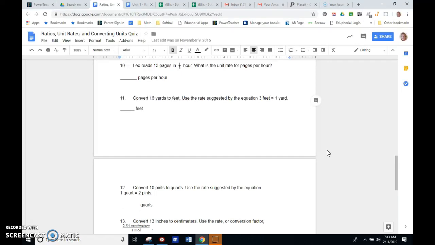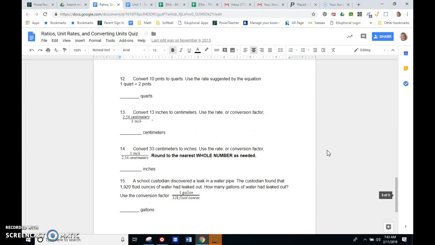Number 11. Convert 16 yards to feet. Use the rate suggested by the equation 3 feet equals 1 yard. Number 12. Convert 10 pints to quarts. Use the rate suggested by the equation 1 quart equals 2 pints.